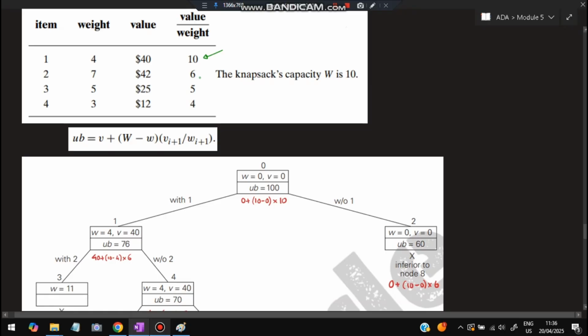We have to select the next ratio. Next ratio is 6. So we'll be multiplying it with 6. So 10 minus 4 is 6. 6 into 6 is 36. 36 plus 40 is 76. So 76 will be written here. Done. Now we'll be considering the without one.